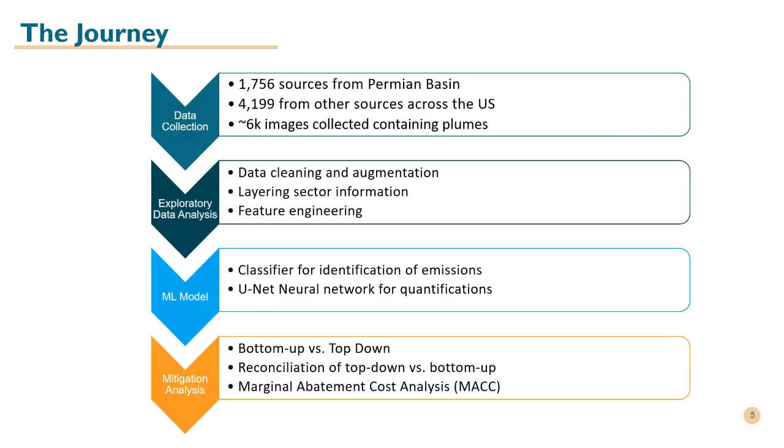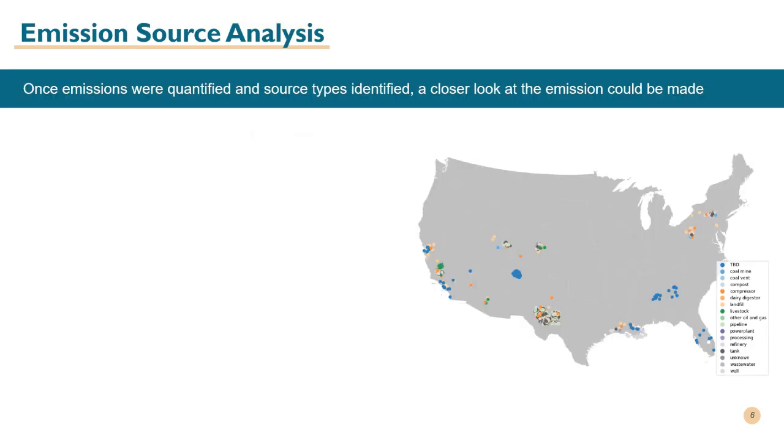On our journey, we started by taking a look at the Permian Basin and other sources from the US, and this resulted in about 6,000 images collected containing plume data. We then cleaned and augmented this data by layering sector information for feature engineering. This was then passed through our ML model, which classified the emissions, and we used a UNet model to quantify bottom-up estimations. With that, we can consolidate the top-down and bottom-up and create a marginal abatement cost analysis, or a MAC chart. To gain insight from this data, we needed to quantify it.